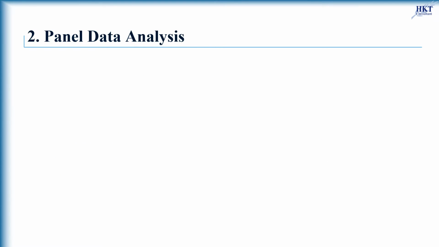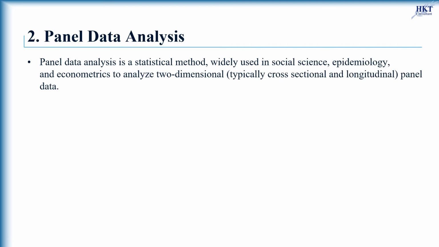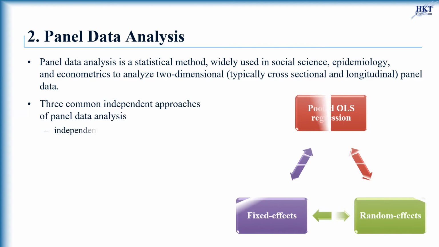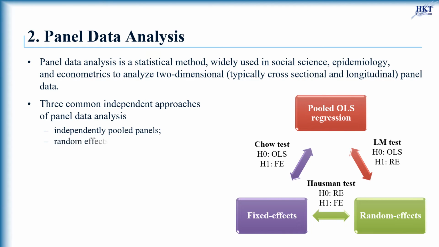Concerning the panel data analysis, this is a statistical method, widely used in social science, epidemiology, and econometrics to analyze two-dimensional panel data, typically cross-sectional and longitudinal ones. The data are usually collected over time and over the same individuals, and then a regression is run over these 2 dimensions. Panel data analysis has 3 common independent approaches, including independently pooled panels, random effects models, and fixed effects models or first differenced models.